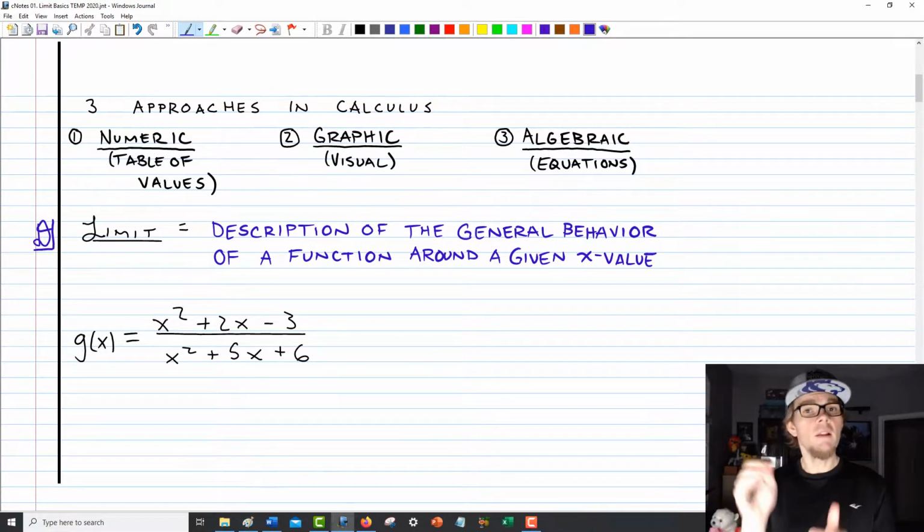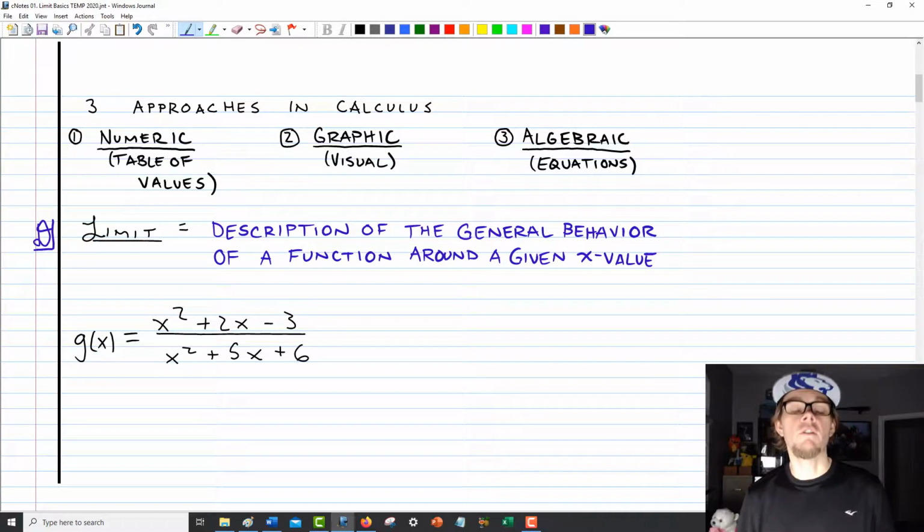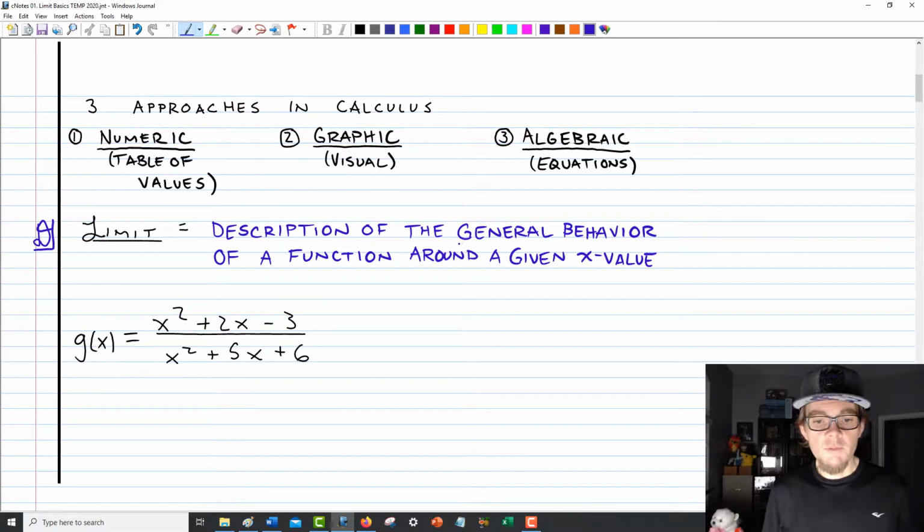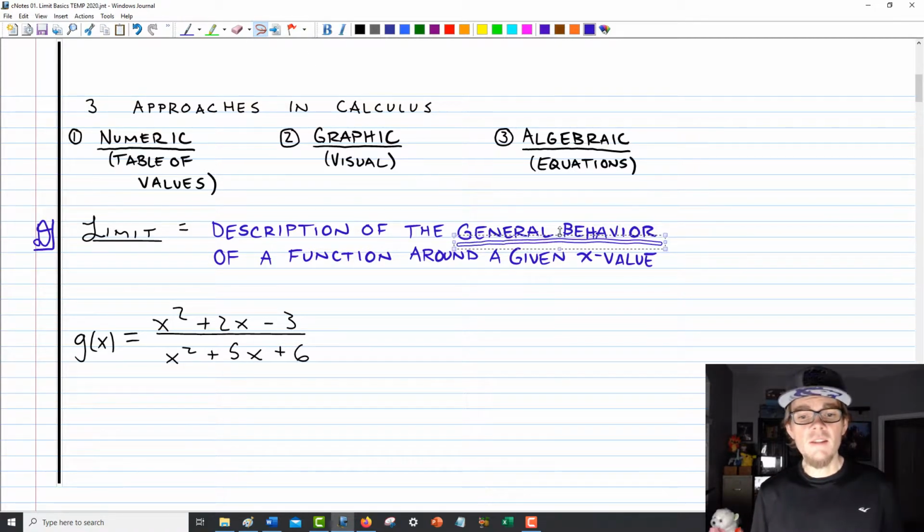Sometimes it will be the literal y value we see on a function. But other times it's not going to be an actual y value. It's going to be a description of the behavior of the function. And in fact, it doesn't just say behavior, it says general behavior. It doesn't say colonel behavior. It doesn't say lieutenant behavior. It says general behavior.